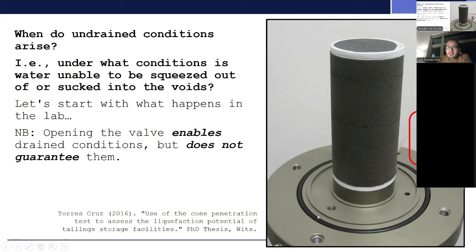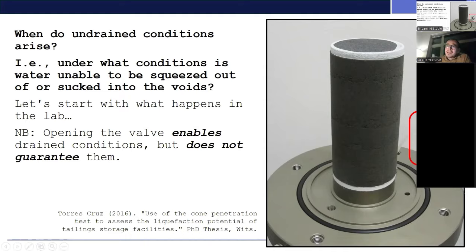So here I am showing you that picture again of a triaxial test specimen mounted on the base of a triaxial cell. And what I am highlighting here is that these cells are fitted with valves, right? And these are the valves that allow water to flow into or out of the specimen. So in the laboratory, if one wants to enforce undrained conditions, well, it's really very simple. All I have to do is close this valve and done. I have an undrained specimen.